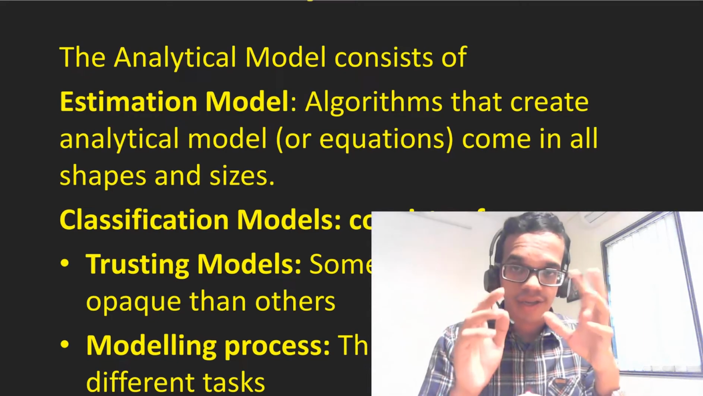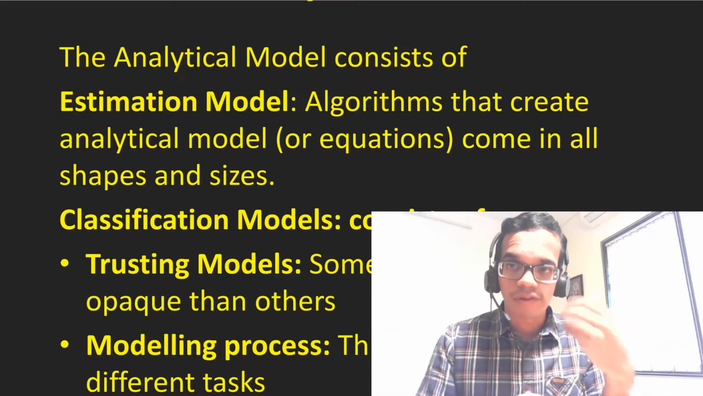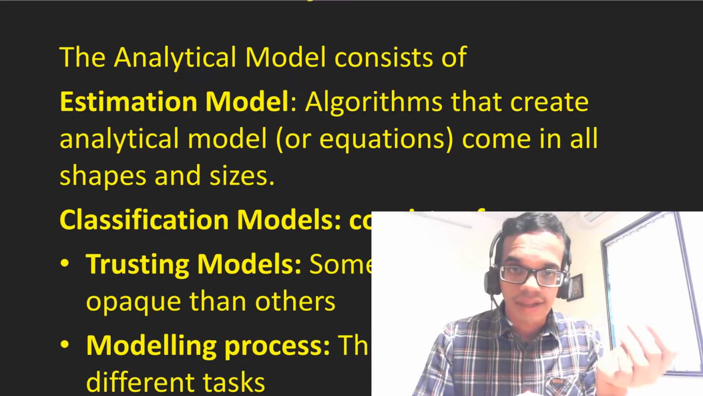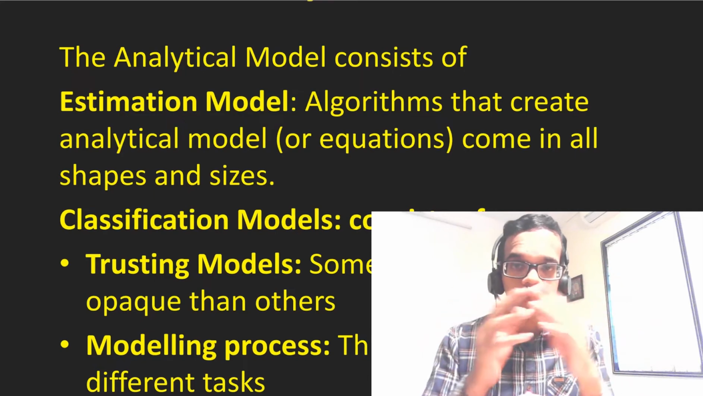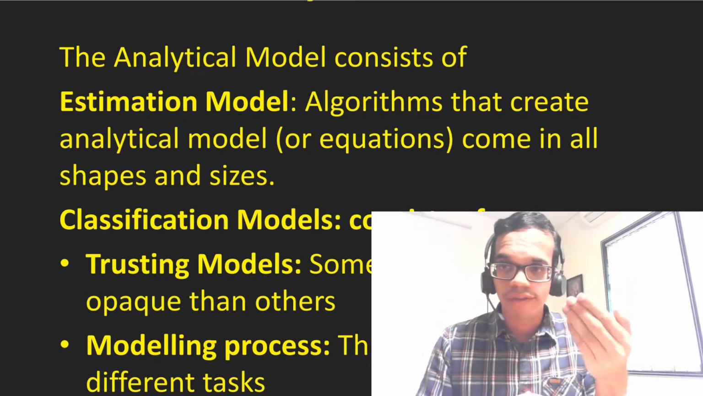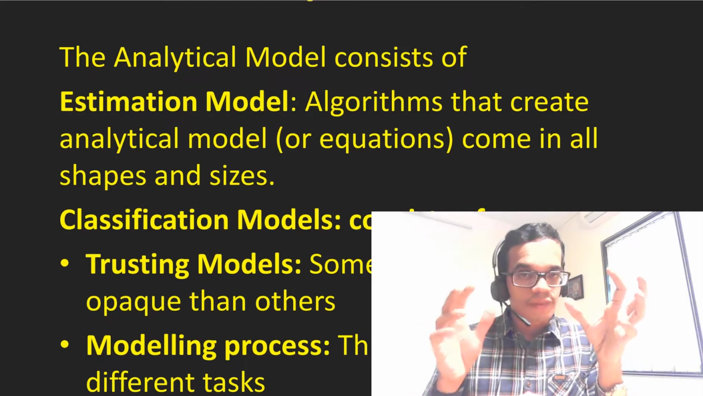There are certain techniques which are very deep and can support various kinds of algorithms. As an example, neural networks can be used in various ways. You can use them for classification, for regression, and in many other ways.